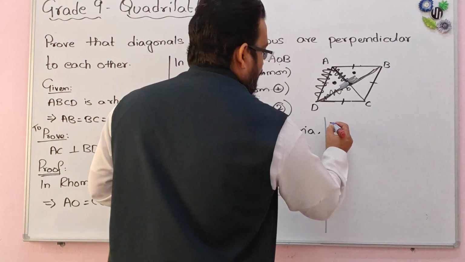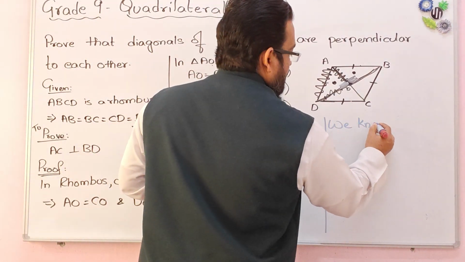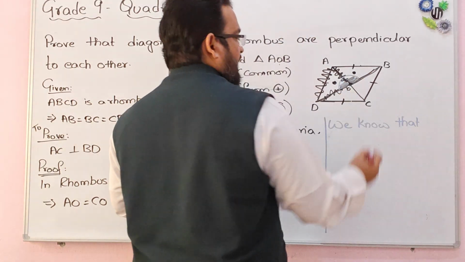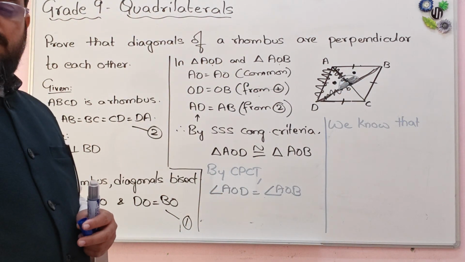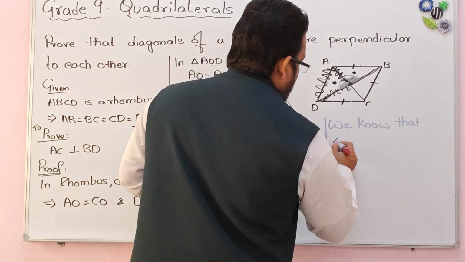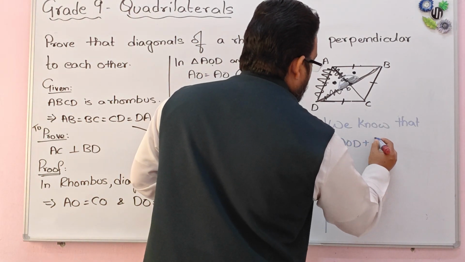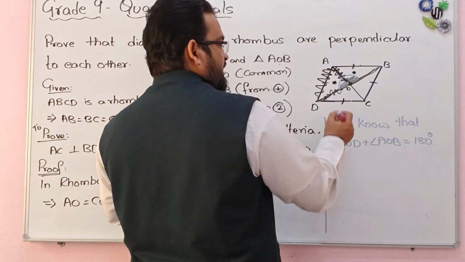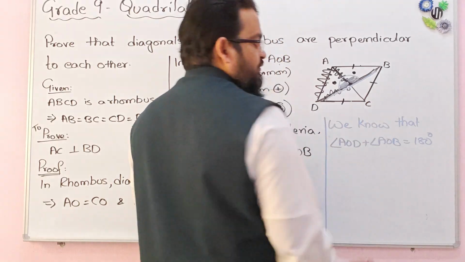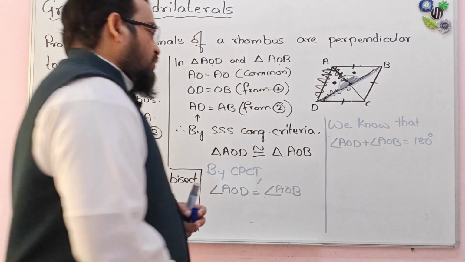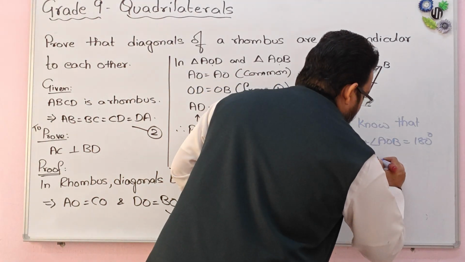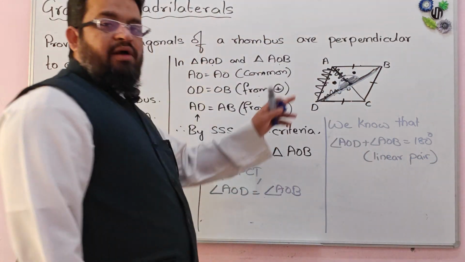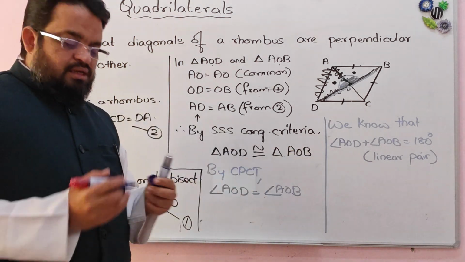But what do we know? Angle AOD plus angle AOB is a linear pair. Angle AOD plus angle AOB is equal to 180 degrees. Why is it a linear pair? Because both of the angles fall on a straight line. So you have to write the reason, linear pair. You have to draw the diagram, then only you can write the equations.